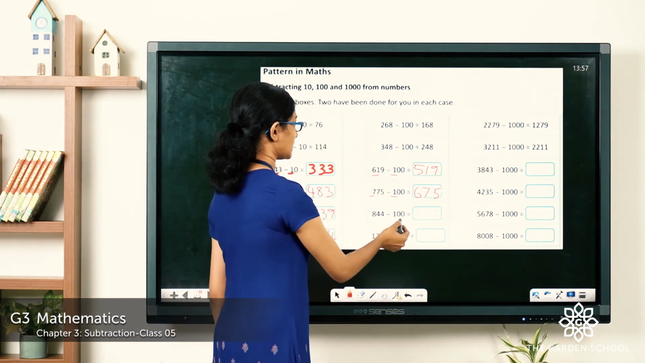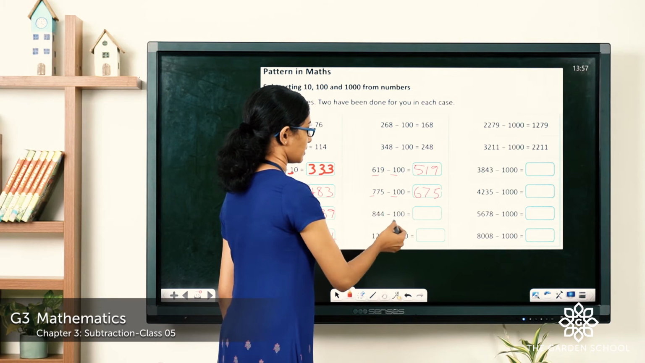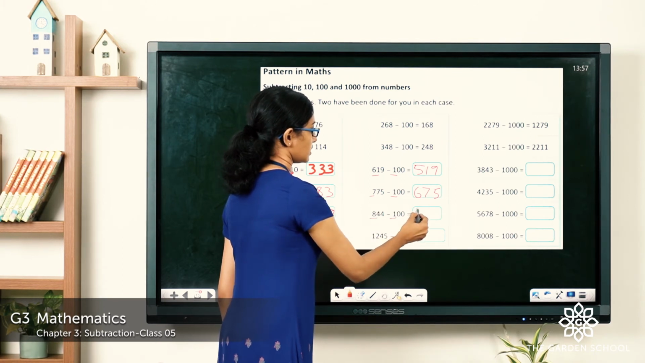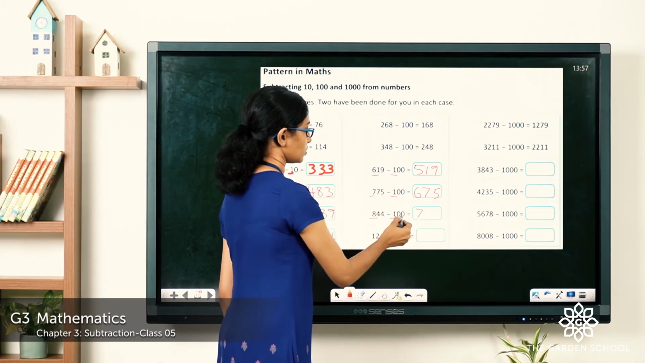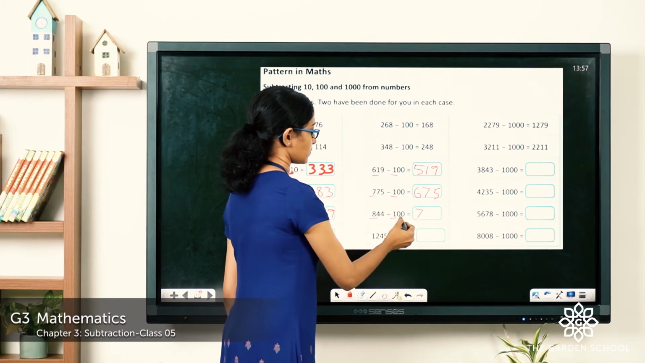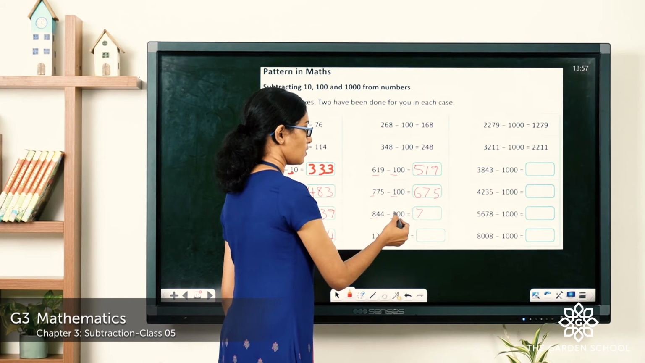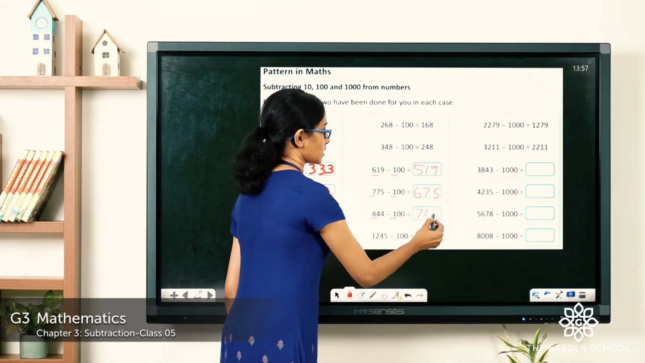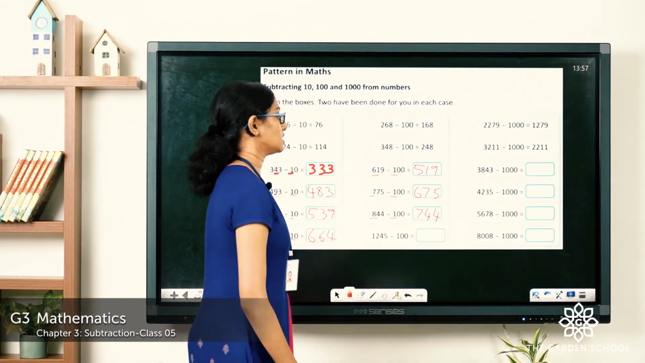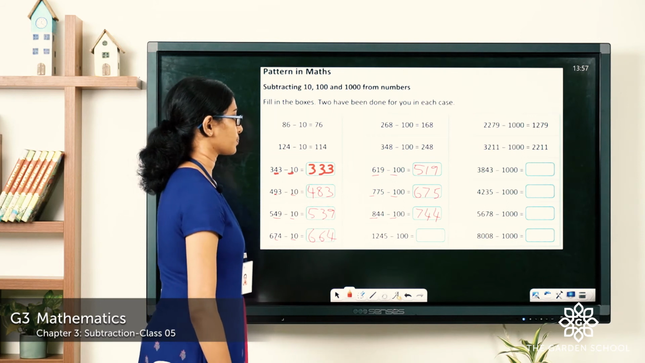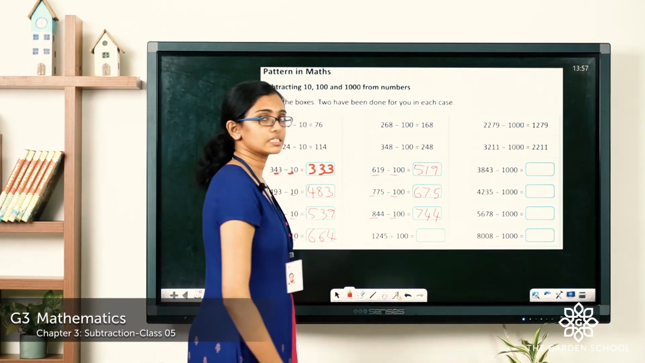675. Here it is 844 minus 100. 8 minus 1, it is 7. Here no other changes. 4 minus 0 will be 4 itself, and 4 minus 0, 4. So you can directly write the answer as 744. Here we have a 4-digit number.